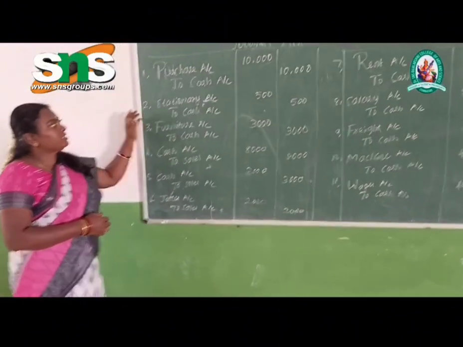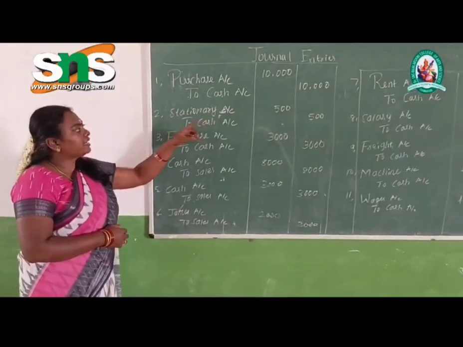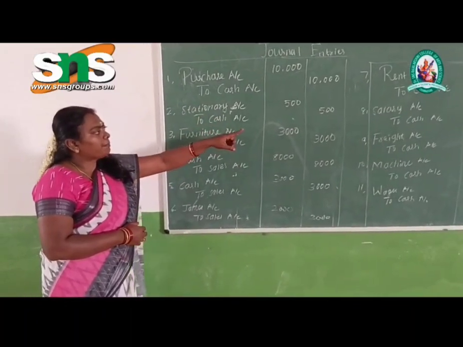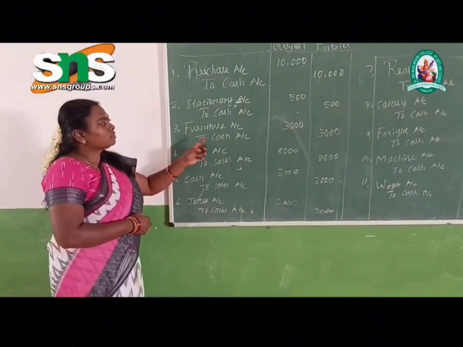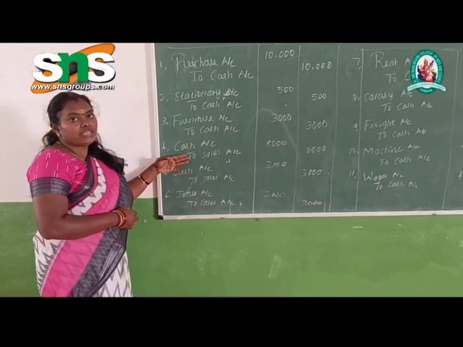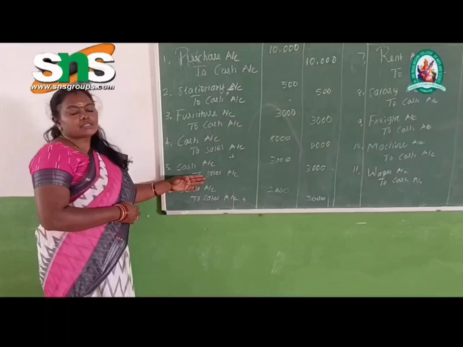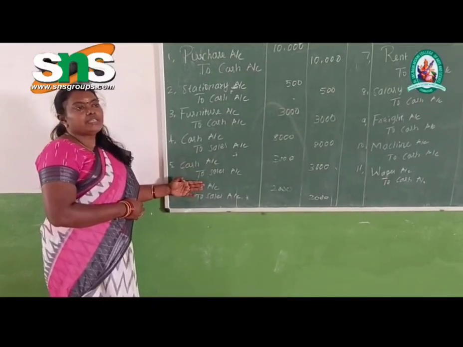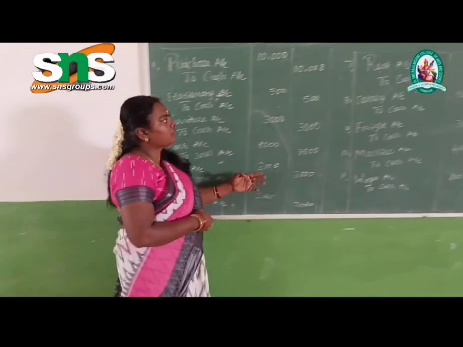So in the journal entries, the purchase account comes on the debit side and cash on the credit side. Stationery is an expense, so it comes on the debit side, and cash goes out of the company, so it comes on the credit side. Furniture comes in and cash goes out, so furniture account debit to cash account. For sales, we are doing the sales, so sales comes under the credit side. Cash sales also come under the credit side. Sales to James is a cash sale only, by giving the name, so James account debit to sales account.